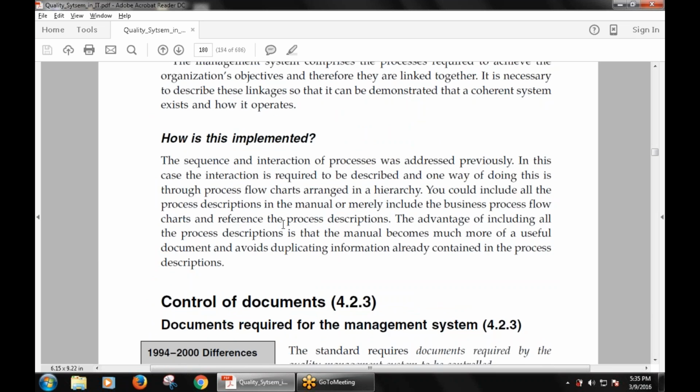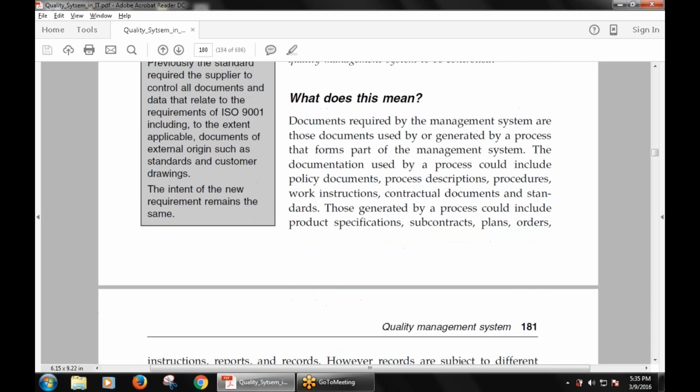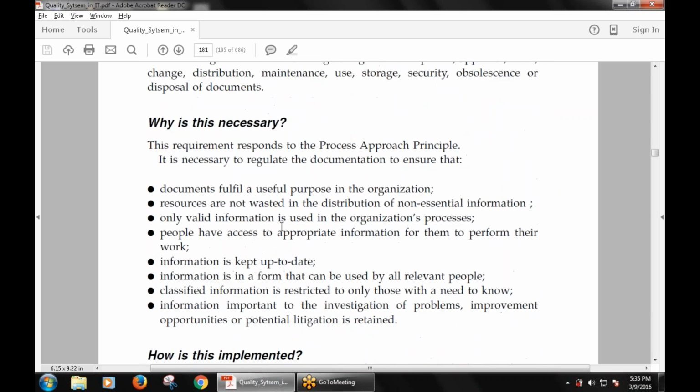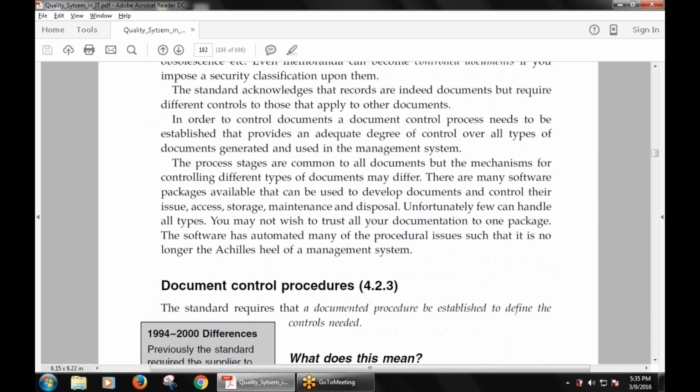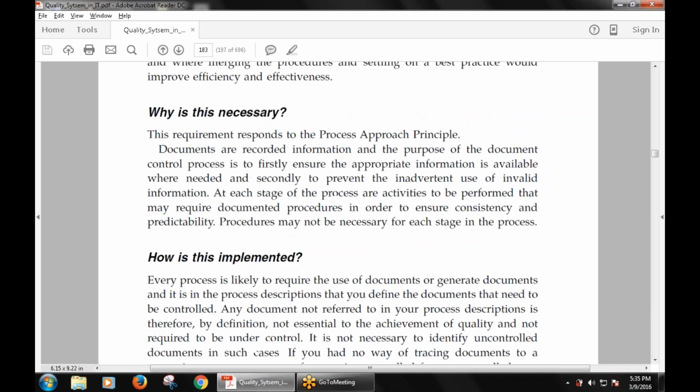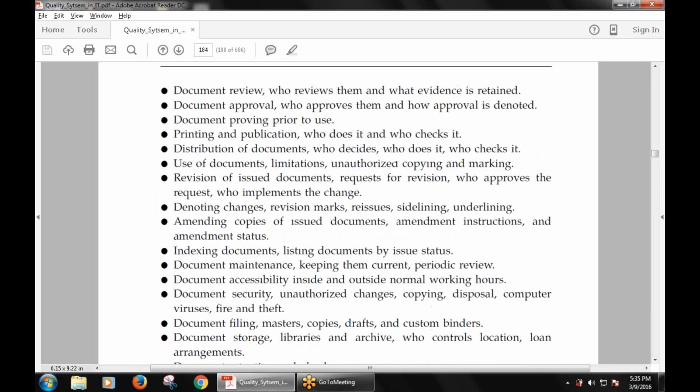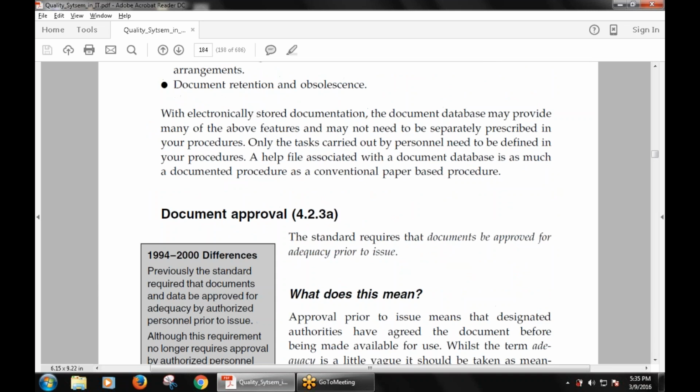The next is control of the document, that is how the controlling will be done, what are the various documents that are required for the controlling, why it is necessary for the process approach principle, how, by loading onto the secure server, then document control principles, why it is implemented, what are the various steps, then document approval, that is, we have discussed already the various document approval stages. So we have discussed this in the last class, in yesterday's class also.